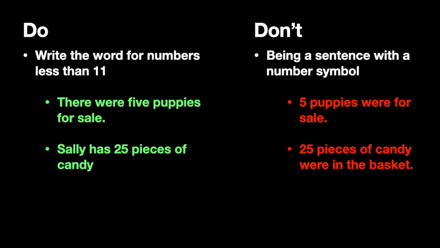You don't want to ever begin a sentence with a number symbol. So like 5 puppies were for sale or 25 pieces of candy were in the basket. Just avoid putting the actual symbol at the beginning of a sentence.